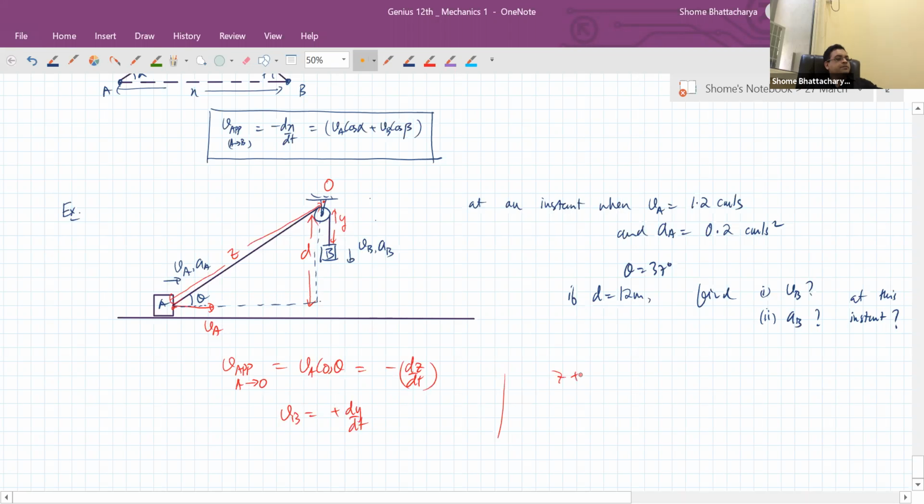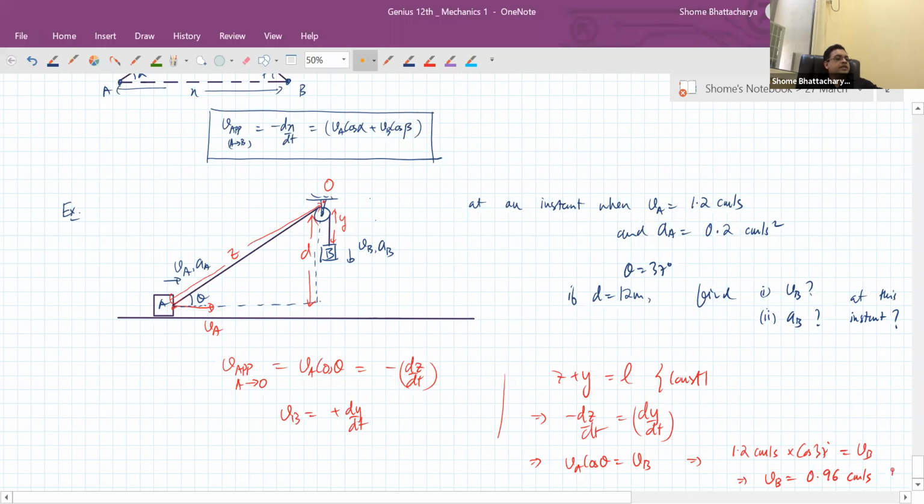And you can see that z plus y is the total length of the thread, which is constant. So you can use this thing that minus dz by dt should be equal to dy by dt, or VA cos theta should be equal to VB. So 1.2 centimeters per second into cos of 37, which is 0.8, should be VB. So instantaneous VB will be 0.96 centimeters per second downwards.